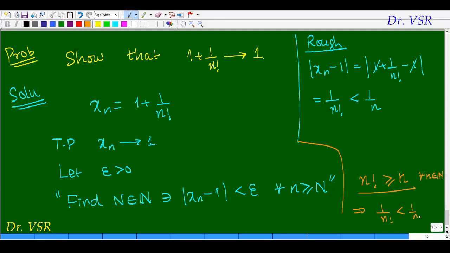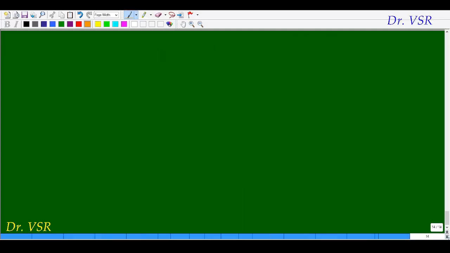Okay, so what do we need now? We need this to be less than epsilon. So can we use only this? Again by the Archimedean principle, there is a natural number N such that 1 by epsilon is less than N. Or how will I rewrite it? Capital N is greater than 1 by epsilon.